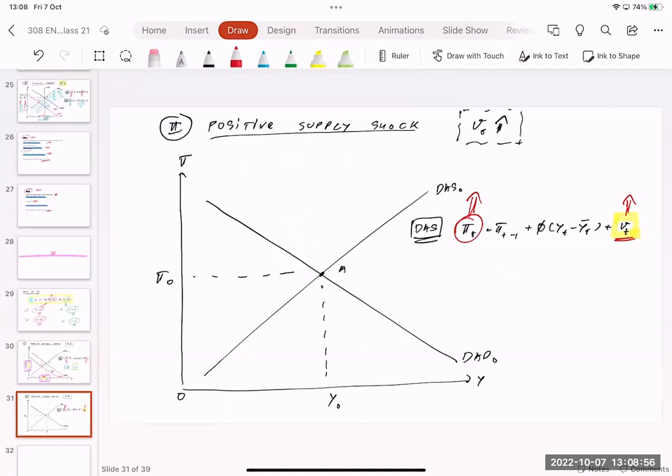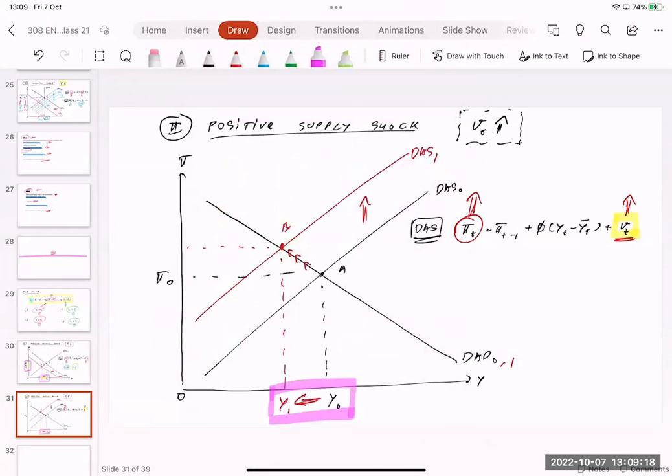If you have this problem, DAS is gonna shift up. DAS curve is gonna shift up. DAD is still the same. The equilibrium point moves from point A to point B. And as a consequence, you have two problems happening at the same time. The economy slows down, Y1 to Y2. At the same time, you have an inflation problem. Okay, inflation going up from pi 0 to pi 1. The economy slows down, and at the same time, everything in the economy becomes more expensive.